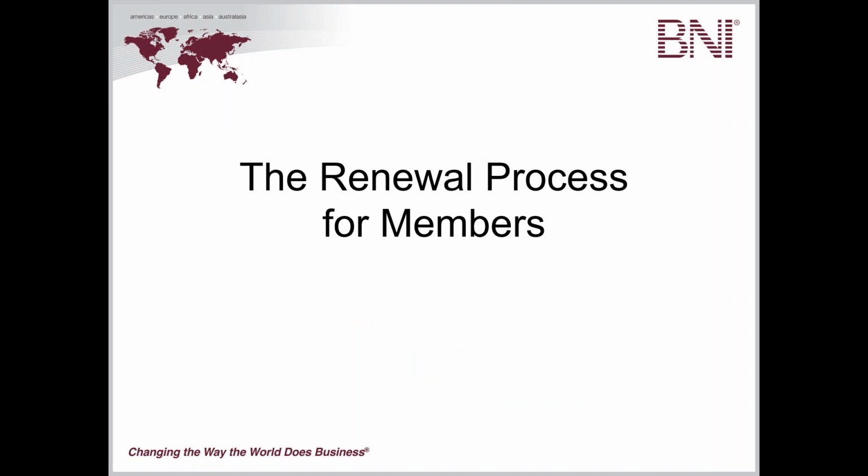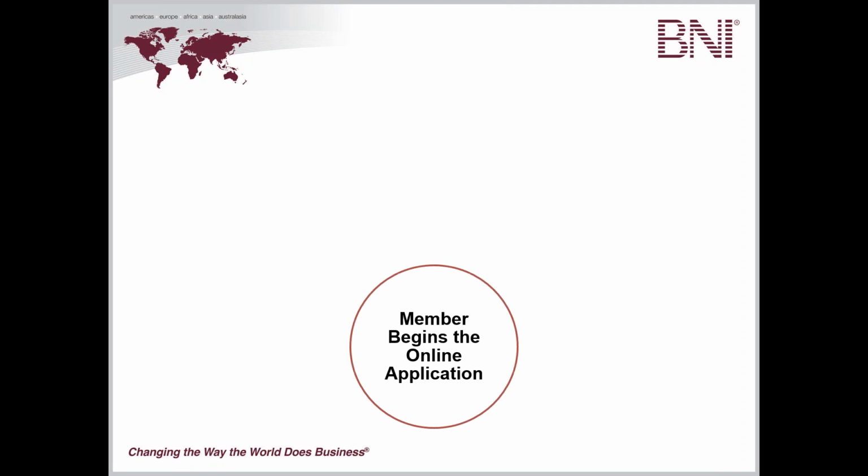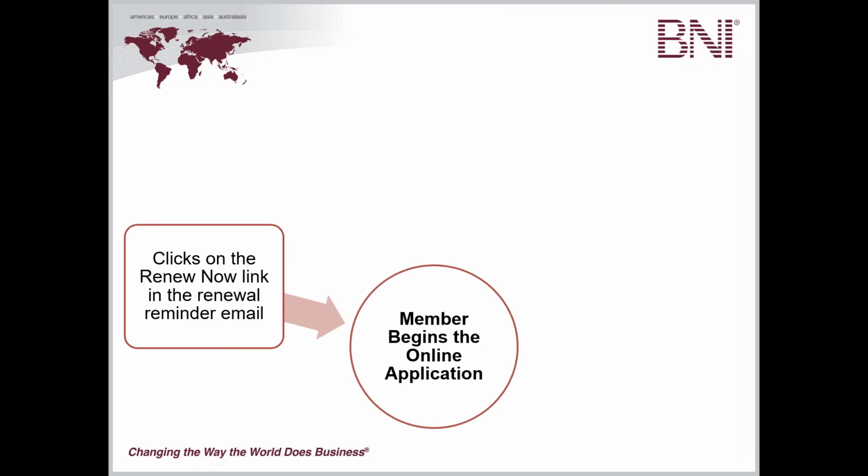But let's take a look at how this works. From a member standpoint, what does the renewal process look like? How does a member go in and do their renewal? There's actually 4 different ways that a member can start this online renewal process. The first way is that they get a renewal reminder email. By default, this goes out 60 days before their membership is due.